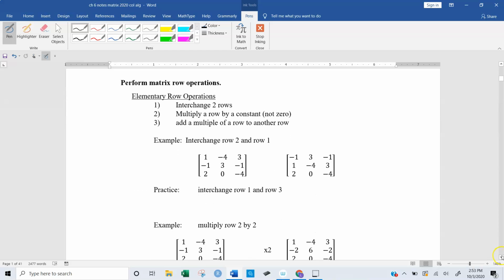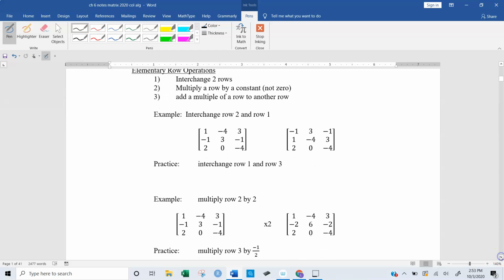Okay, these are things that you can do in a matrix. So these are operations which are legal to perform. One operation is you can interchange 2 rows. So I can take a row and change them and just switch them around. So row 2 and row 1, I want to interchange, which means I want to switch these 2 rows, which is totally fine. So I just write the 1, -4, 3 in the second row, -1, 3, -1 in the first row.